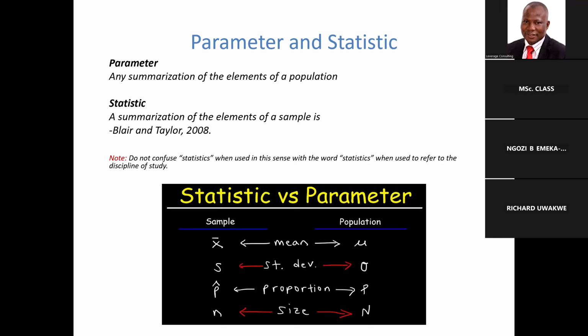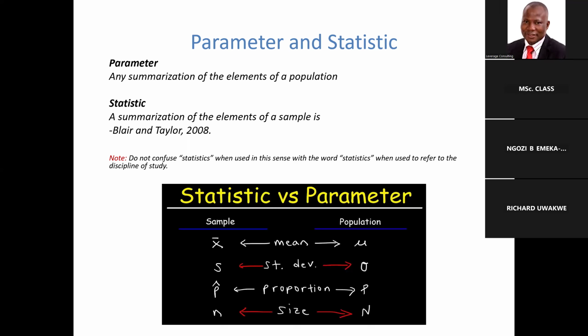It does exist there, but as a researcher, most of the time you cannot attend to all the elements in the population. You take a sample. So by the time you summarize using the sample, what you get as prevalence is a statistic. But the real prevalence in the population is the parameter. If you want to measure weight, the mean weight in your sample is a statistic. The real mean weight in the population is the parameter.